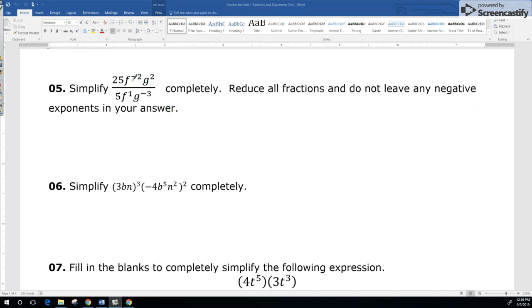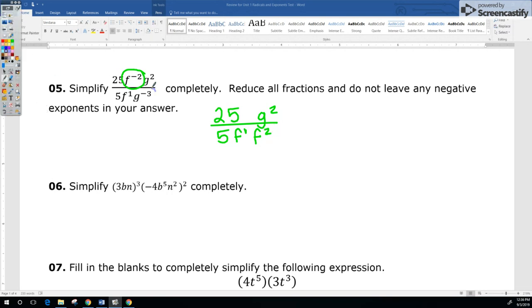Okay, so when we have a negative exponent in the numerator, we're going to bring that down into the denominator. So I have an f to the first power in the denominator already, and I'm going to bring this f to the negative 2 down to the denominator and make it positive. I'm going to do the same exact thing with this g to the negative third power in the denominator. I'm going to bring that up, and I'm going to make that positive. Now, it really doesn't matter where I put it. I could have squeezed it in here, put it over here. It doesn't matter because I'm going to simplify.